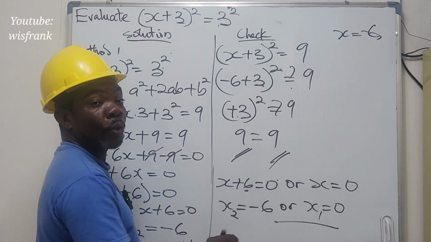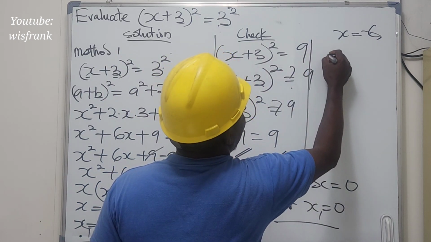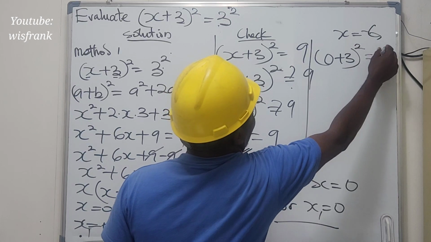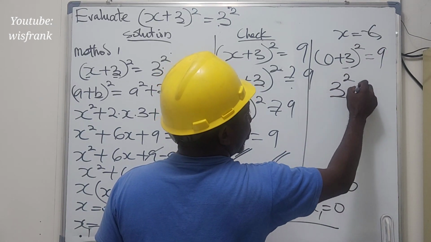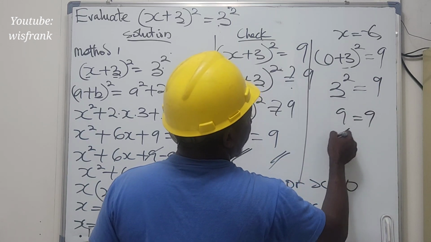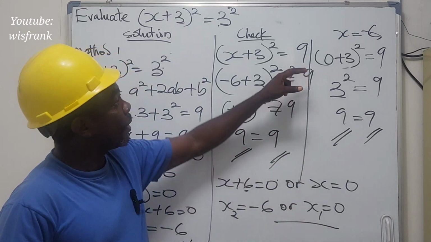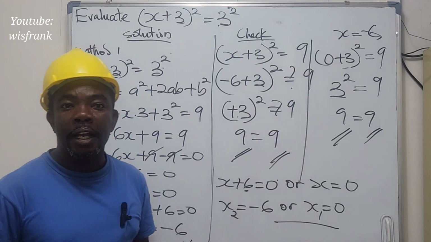Let's look at x = 0. When we have our x = 0, we have (0 + 3)², will this equal 9? 0 + 3 is 3. So 3² equals 9. So 9 equals 9. What we have here is what we have here. Therefore, x = 0 satisfies this expression. And all our values of x satisfy that expression.